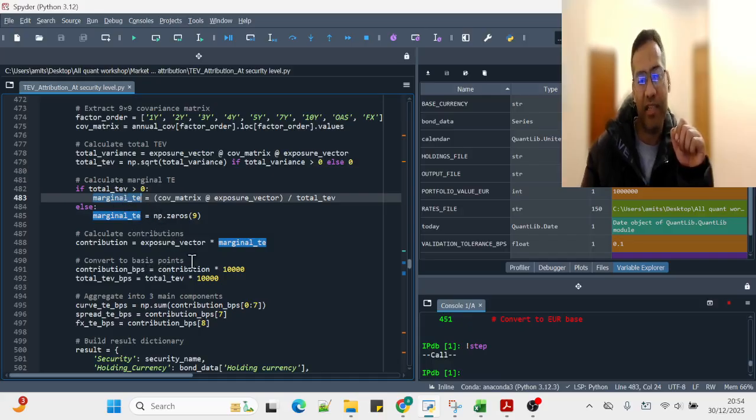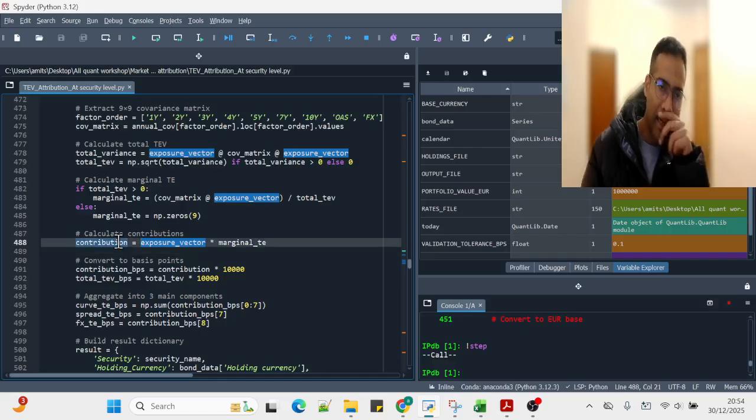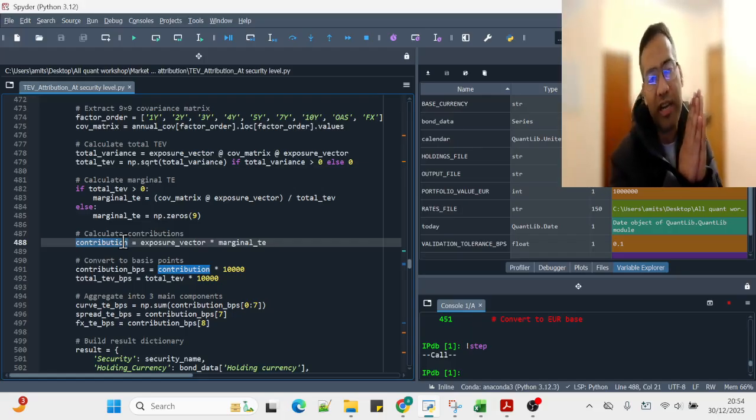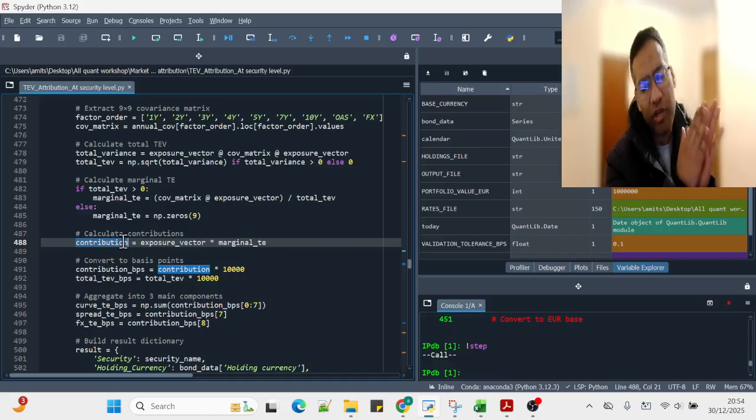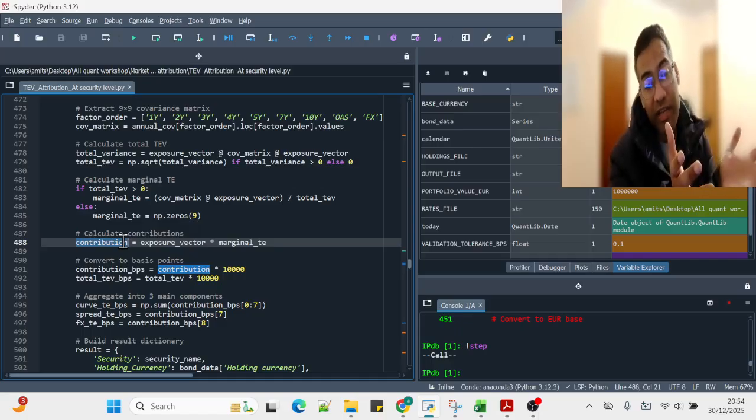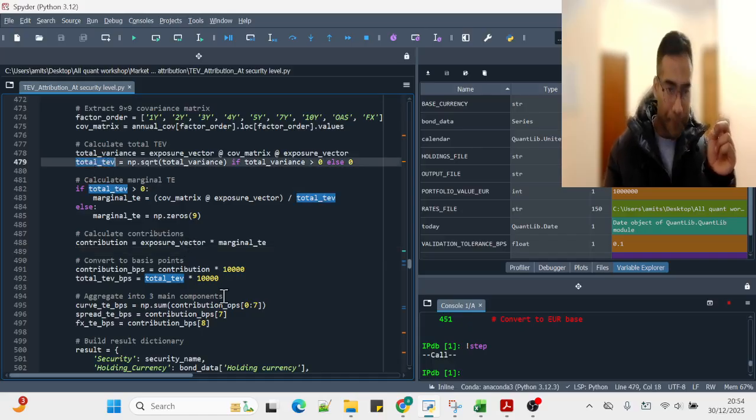And with the help of marginal tracking error volatility, you can calculate the contribution to TE. You just multiply your exposure vector with the marginal TE, then you get the contribution. If the yearly tracking error volatility of your portfolio is like 100, and you have like 10 risk factors here, what is the contribution for each risk factor? Those contributions should sum to your total tracking error volatility. We will also see whether they sum to total TEV or not.